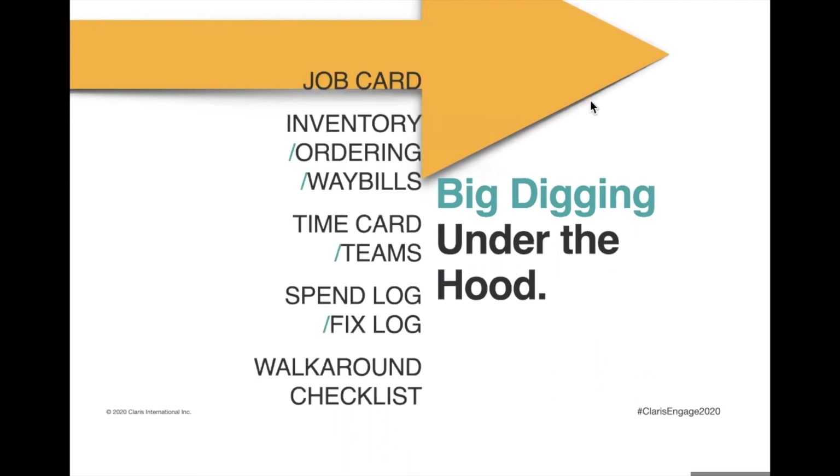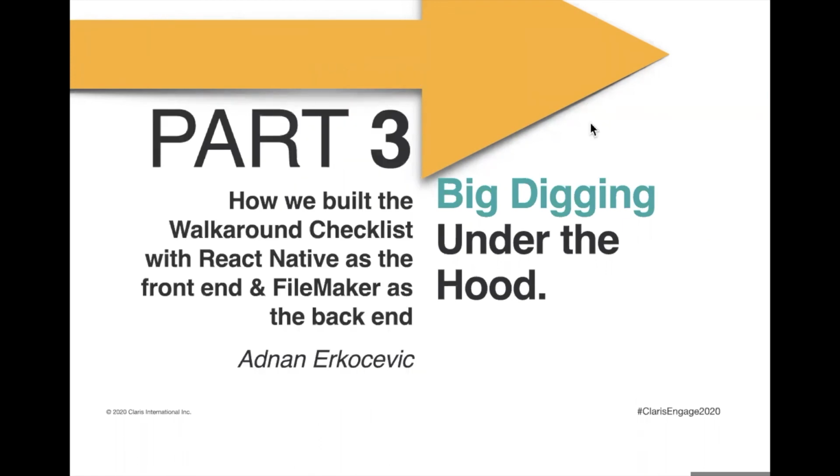Some of the other parts to look for. In part 3, you might see bits of the job card and the waybills. You might see a bit of the time cards. Oh, sorry, part 1. Yes, you're right. But the big one in episode 3 is, of course, going to be the walk-around checklist that Otto built using React Native as the front-end client in FileMaker's database as his back end. It's really quite exciting.